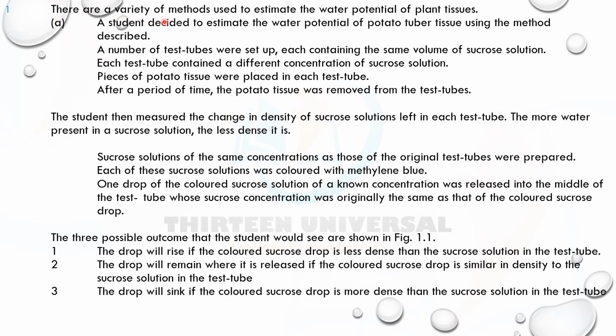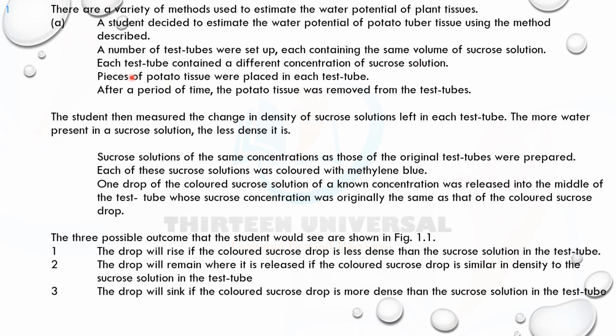Okay, let's go. There are a variety of methods used to estimate water potential of plant tissue. So this is all about estimating water potential. From the beginning, you know what you're doing. Now, it says a student decided to estimate the water potential of potato tuber tissue using the method described. Let's go, guys. A number of test tubes were set up, each containing the same volume of sucrose solution. Each test tube contained a different concentration of sucrose solution. So you have to be interpreting what they're saying.